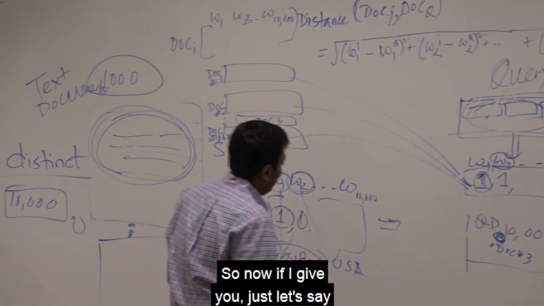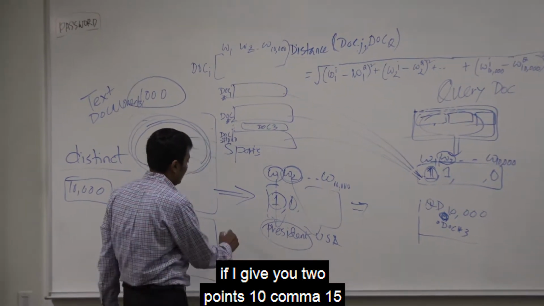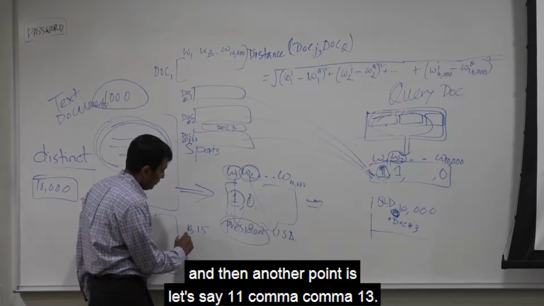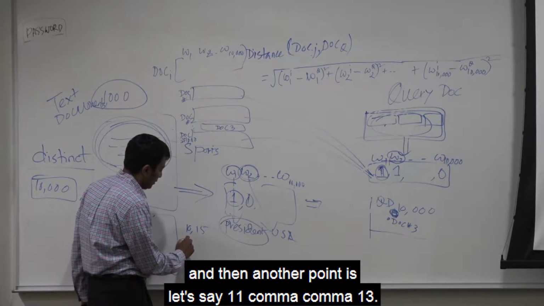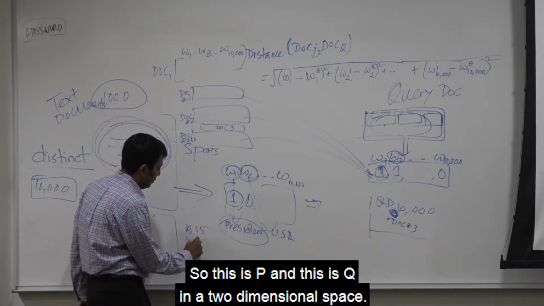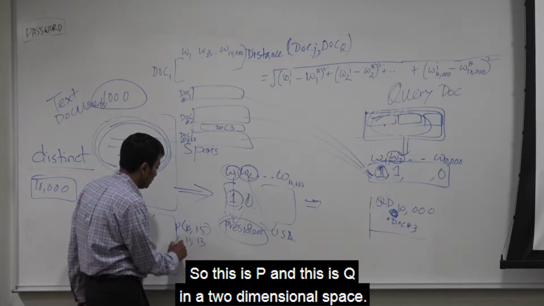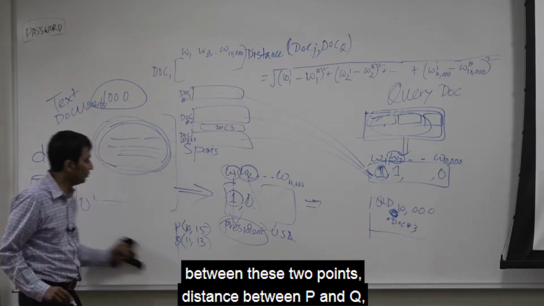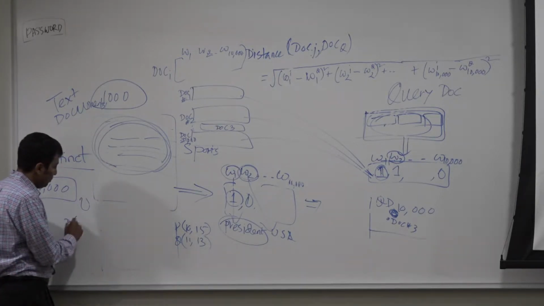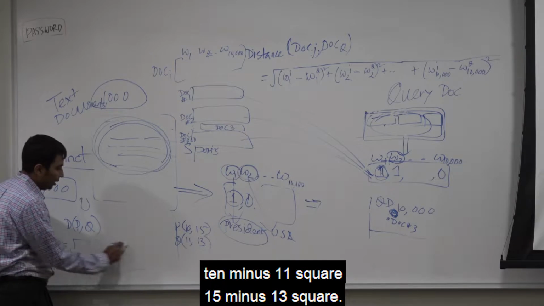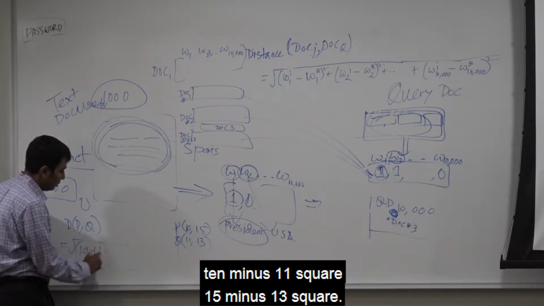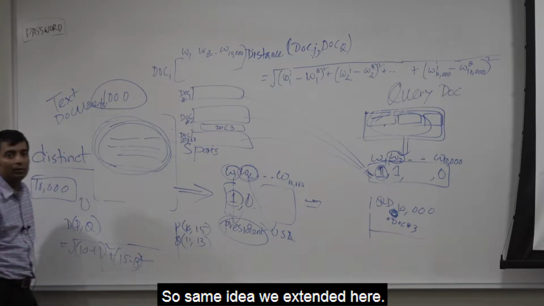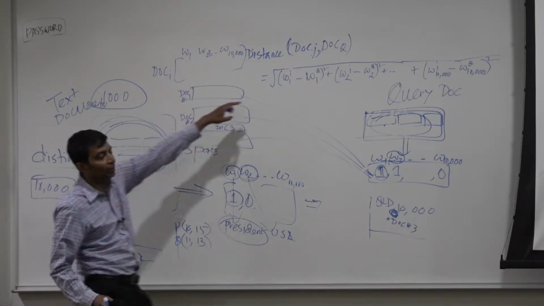Now let's say I give you 2 points in a 2-dimensional space: 10 comma 15, and another point, 11 comma 13. So this is P and this is Q in a 2-dimensional space. If I ask you what the Euclidean distance between P and Q is, you will calculate something like this, right? 10 minus 11 squared, plus 15 minus 13 squared. Do you agree with that? So the same idea we extended here.